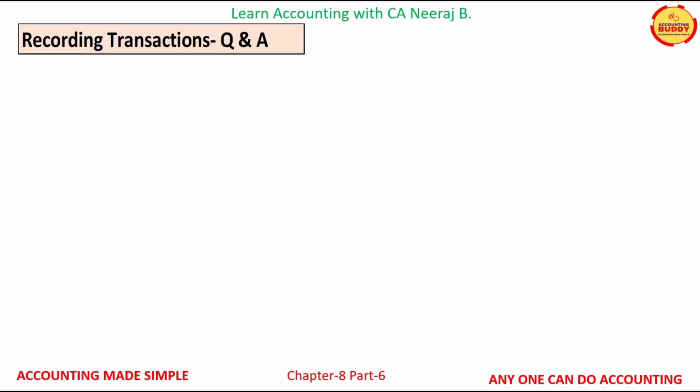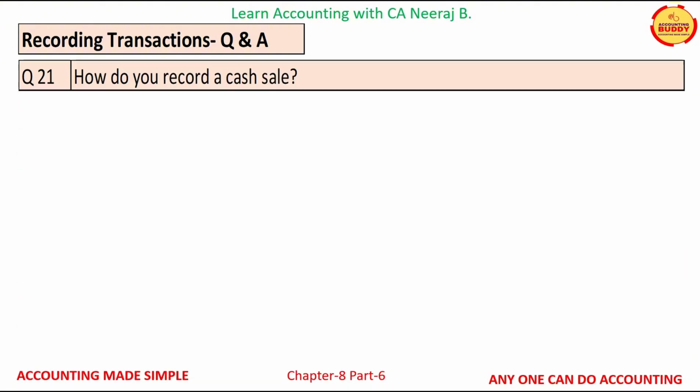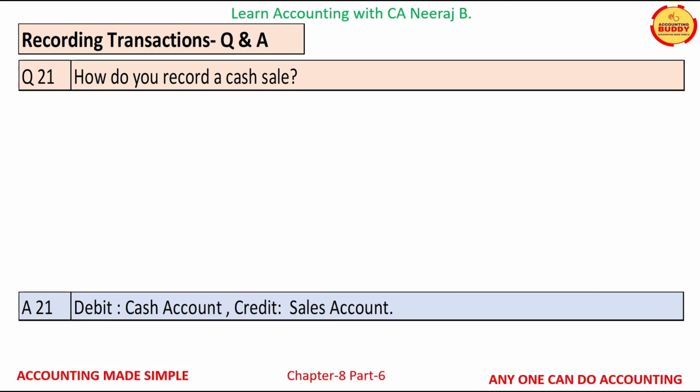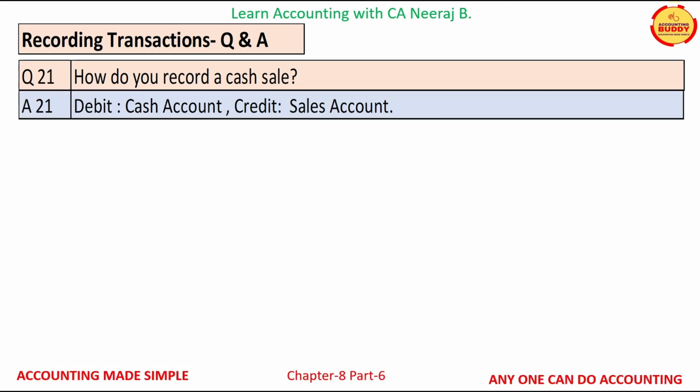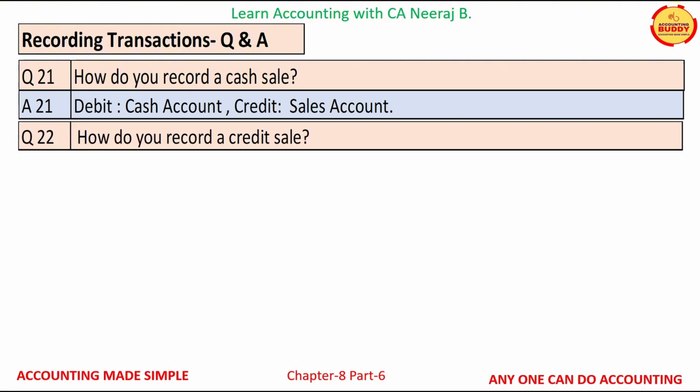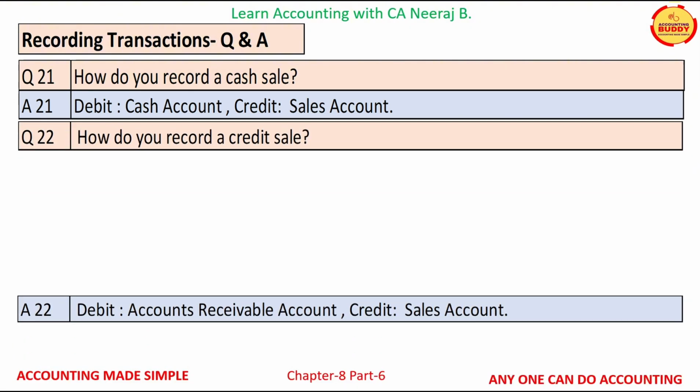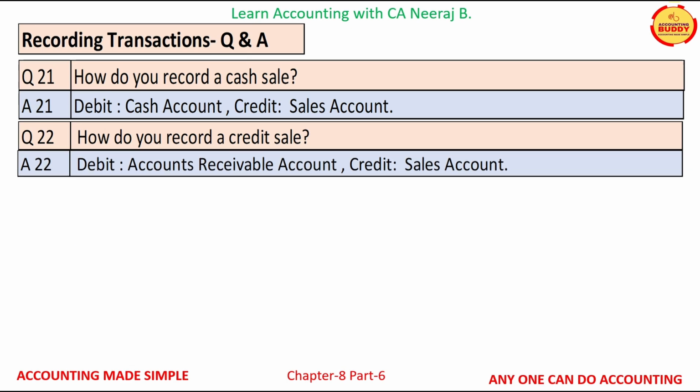In this section, we will answer a few questions related to the topic recording transactions. Question number 21 is, how do you record a cash sale? The answer is debit cash account and credit sales account. Question number 22, how do you record a credit sale? The answer is debit accounts receivable account and credit sales account.